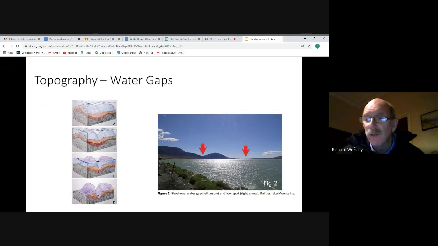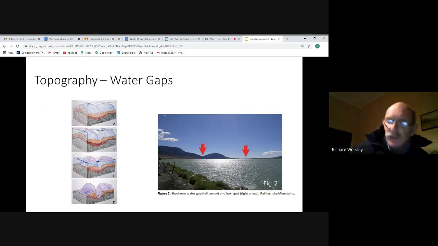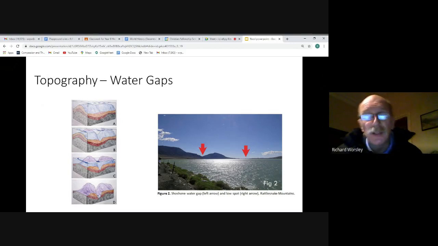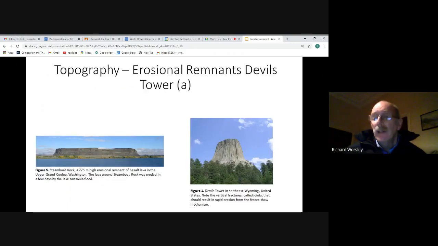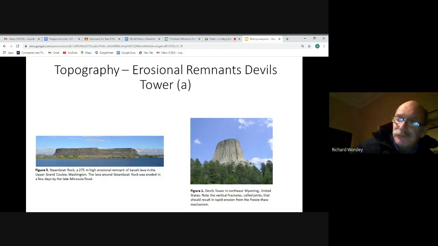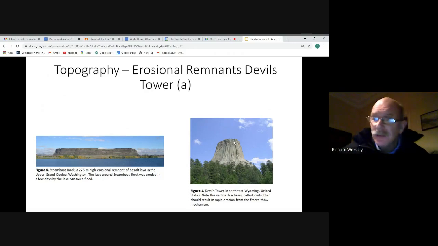Rivers follow valleys, they don't create them. Rivers are far too small to create the big valleys that they find themselves in. Another interesting topographical feature is where you have cliff faces. They're called erosional remnants. Now, this is the famous Devil's Tower.